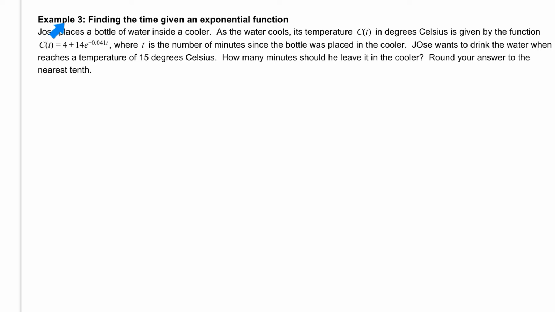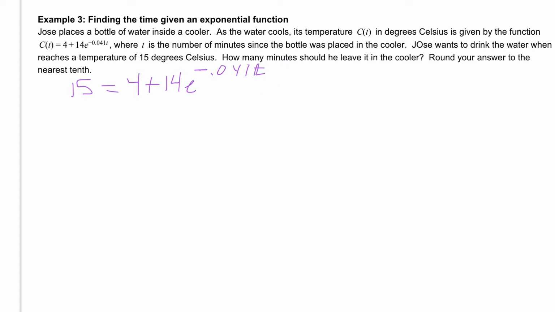So we're given our equation right here, and we want to know when Jose wants to drink the water at a temperature of 15 degrees. So we need to plug 15 in for C of t, which is the degrees in Celsius. So let's start with that. We get 15 equal to 4 plus 14 e to the negative 0.041 times t. And then what we need to do is solve for t. So we're looking for the number of minutes, which is t.